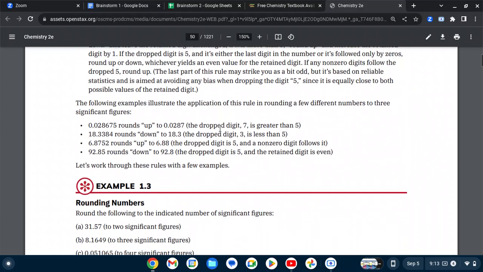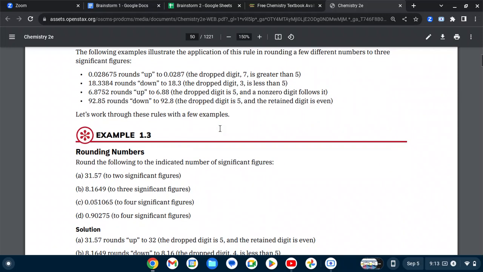The following examples illustrate the application of this rule in rounding a few different numbers to 3 significant figures. 0.028675 rounds up to 0.0287. 18.3384 rounds down to 18.3. 6.872 rounds up to 6.88. 92.85 rounds down to 92.8. Let's work through these rules with a few examples.